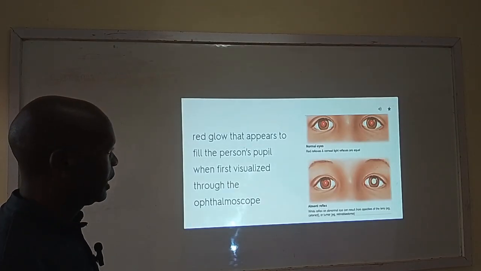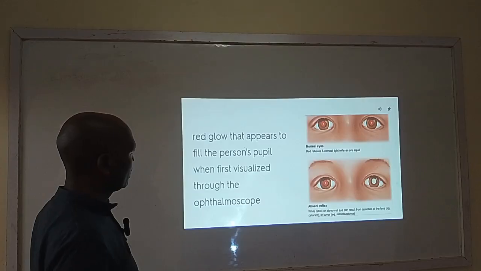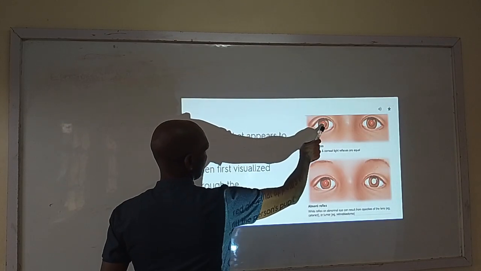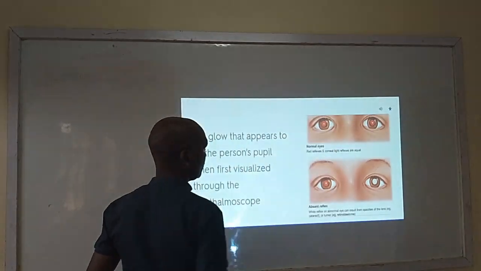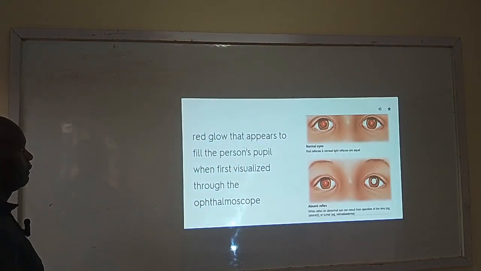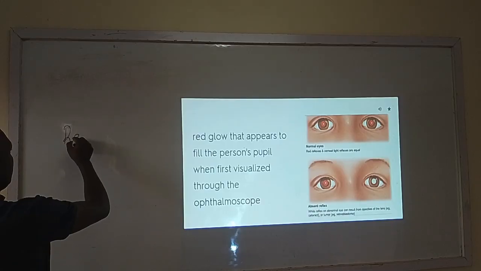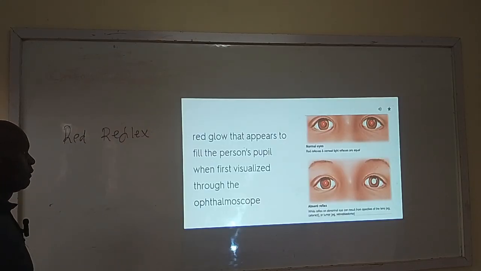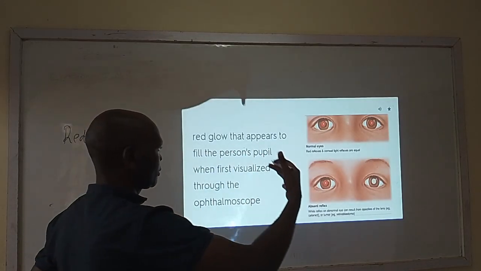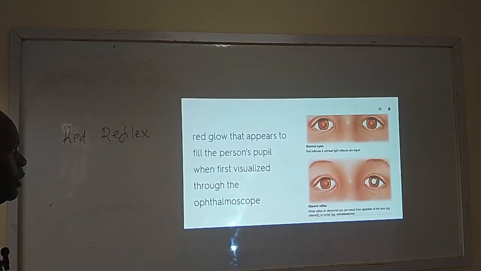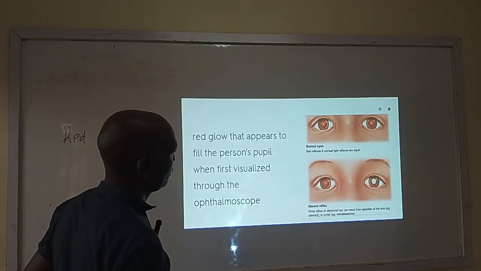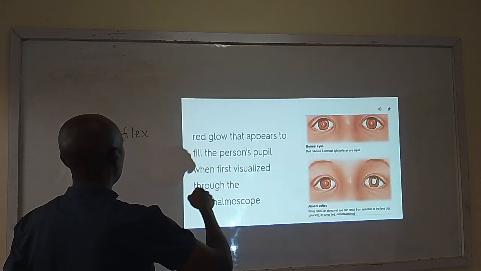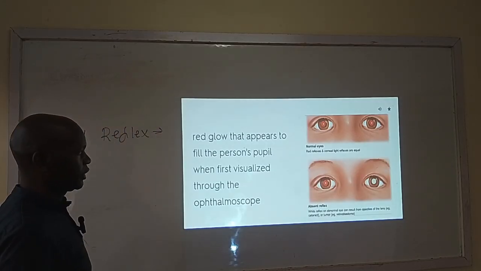So when you do an ophthalmoscopy, these are the kind of things you will find out. In a normal patient, you see the red reflex. Red reflex is a reflection of the fundus. We call it red reflex. It is a reflection of the fundus. The fundus is the posterior aspect of the eye, which is reddish orangish. So when you visualize through an ophthalmoscope, you will be able to see a red reflex in a normal patient.